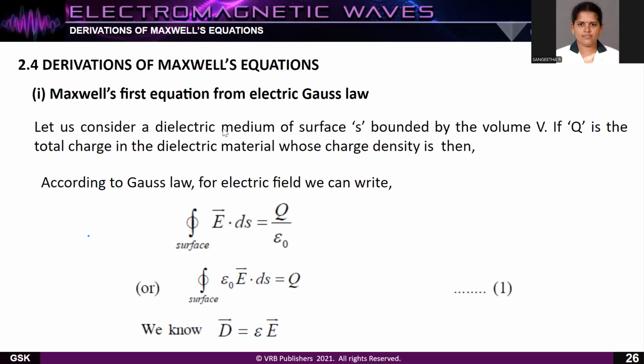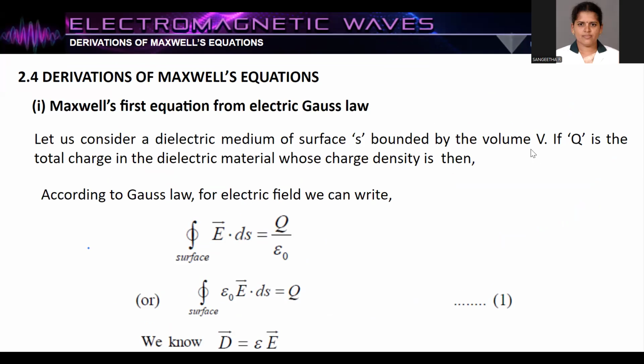So equation 1, that is Maxwell's first equation, from Gauss law of electric field or electric Gauss law. Here we are considering a dielectric medium. That dielectric medium has surface S, and it is bounded by a volume V, and it contains charge. The total charge in that dielectric medium is considered as Q.